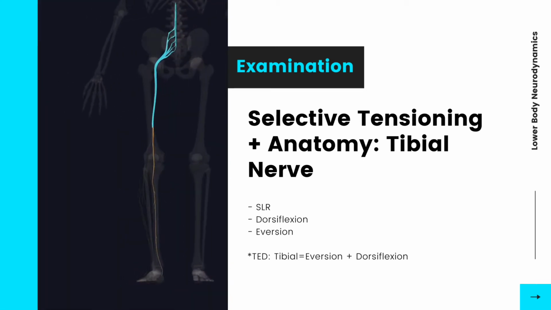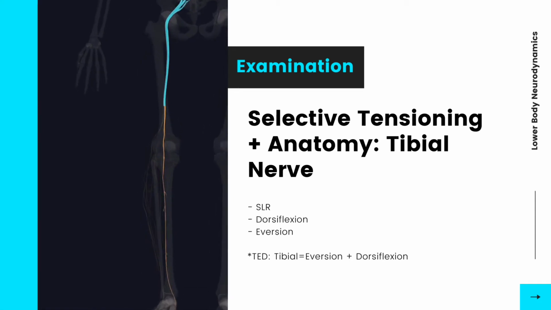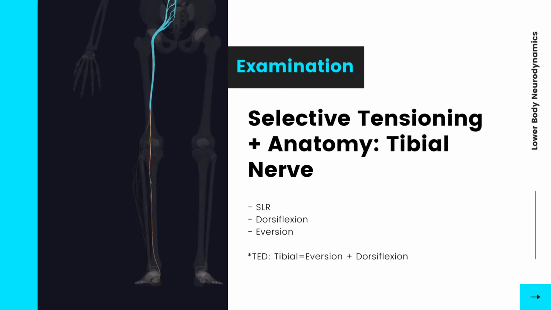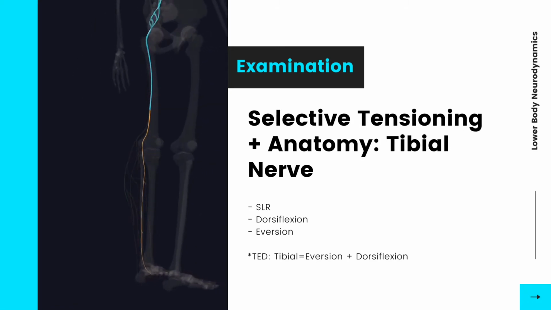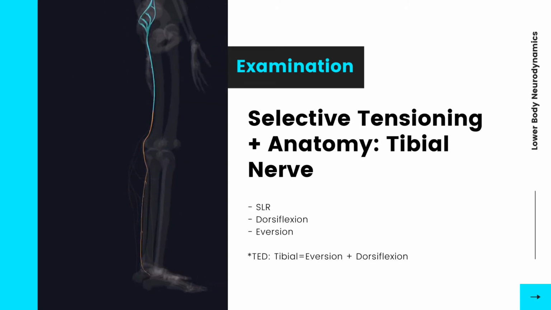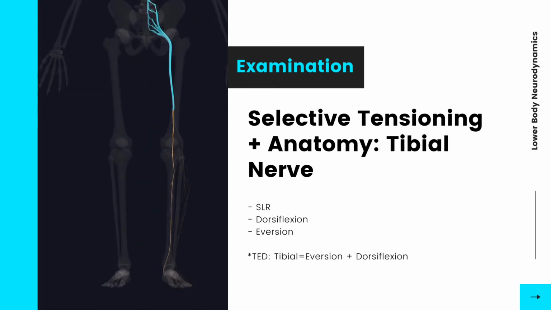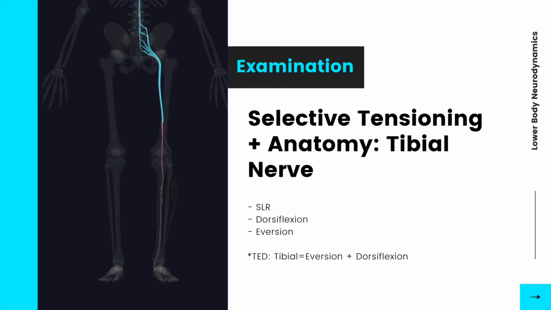The tibial nerve is again a branch of the sciatic nerve. Now the tibial nerve, instead of deviating off to the lateral part of the leg, stays mostly central until we get down to the foot and the ankle when it takes a dive medially. Thus, when we evert and dorsiflex, we put tension on the tibial nerve.